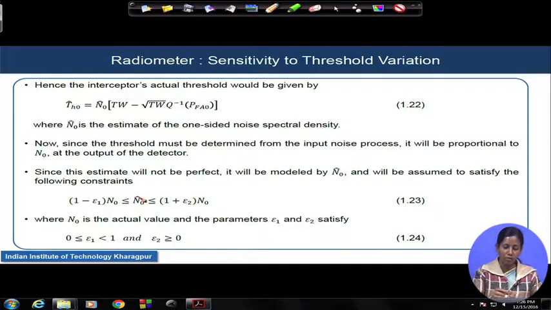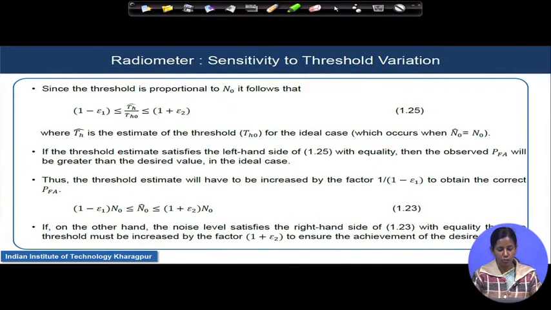Now, we will see the effect of both sections, the left side and the right side of this equation, in the following discussion. And this N0 estimate I can replace by means of the threshold estimate relative to the given actual threshold or idealized threshold. It is a ratio of these two.